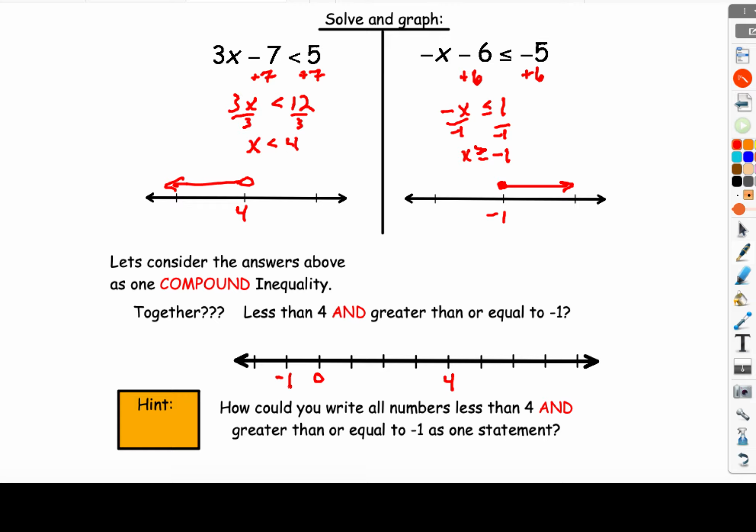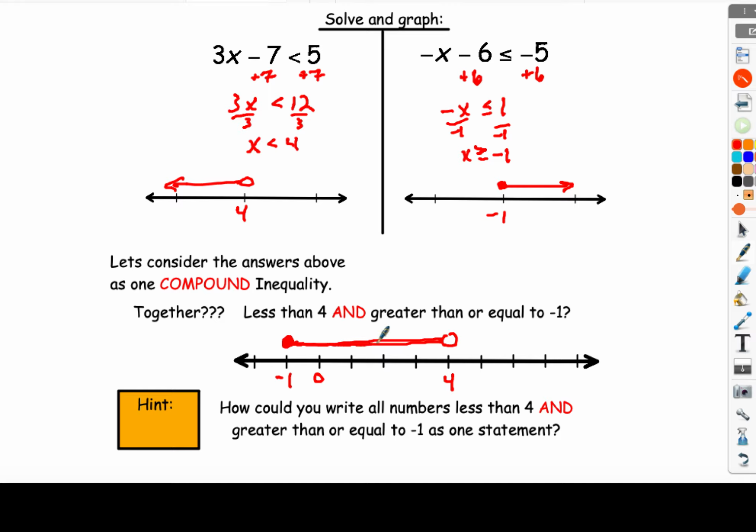Well, to be less than 4, we need to be open circle at 4. And I'm good with anything to the left of that, just like our graph up top shows. I want everything left of that. But at the same time, I want to be greater than negative 1, which means I don't want to let my line go past that negative 1. I want everything left of 4, but I don't want to go past negative 1. I need to be greater than or equal to negative 1. So again, solid dot at negative 1, but I would only want to travel to the right of that negative 1.